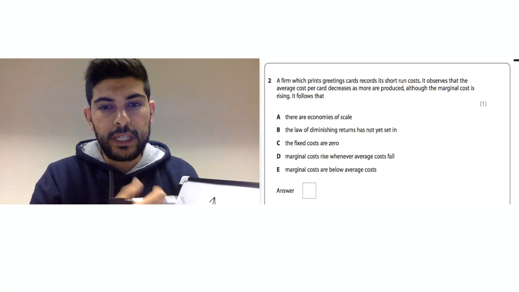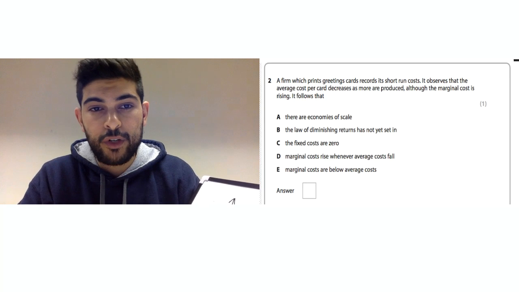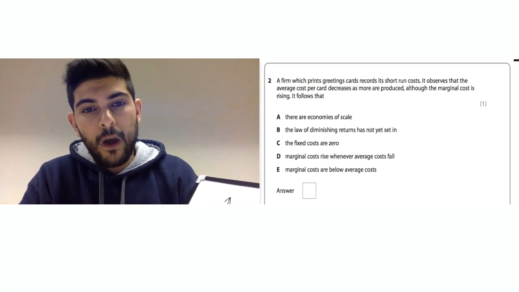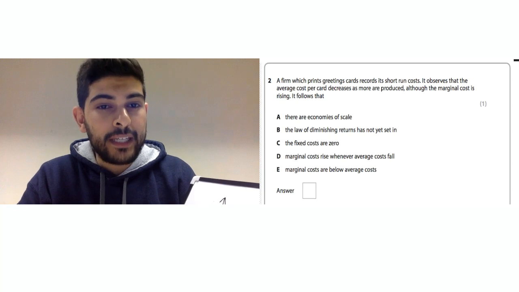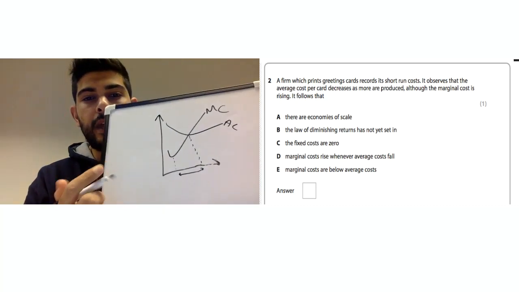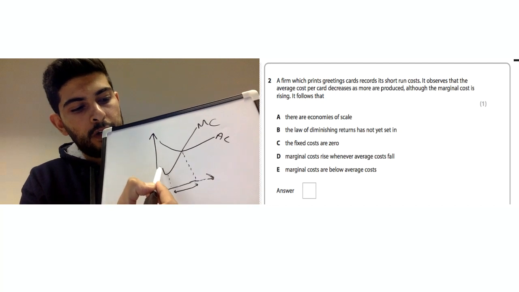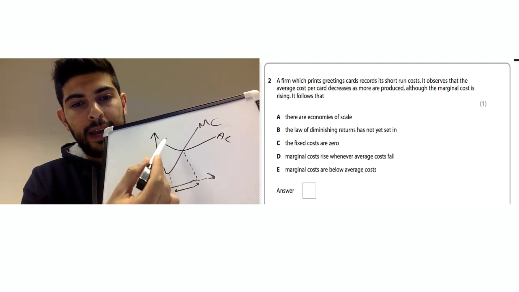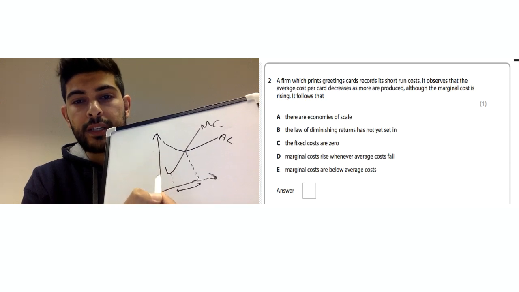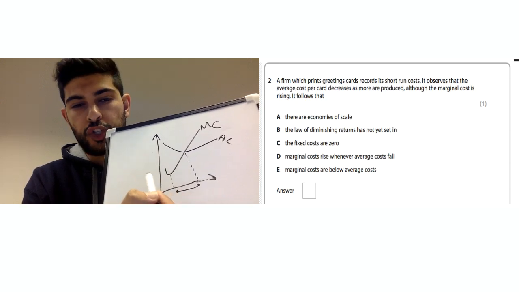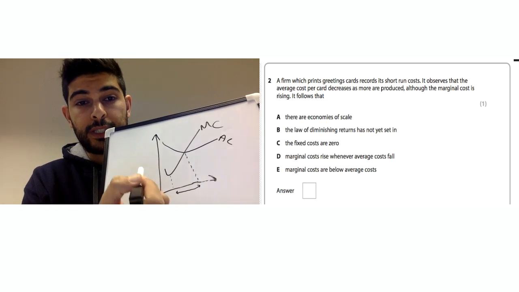Option D. Option D says marginal costs rise whenever average costs fall. Okay. Well, the concept of whenever makes this incorrect, because can you see on my diagram, that there is a section where my marginal cost is falling and my average cost is falling. So the idea that marginal costs are always rising whenever AC falls is not always true. So again, it is not D.